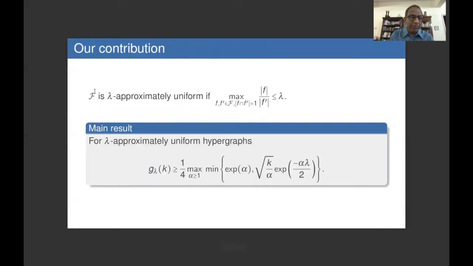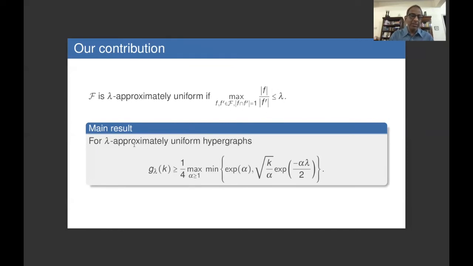We have a hypergraph F, and we will call it lambda approximately uniform if the ratio of the sizes of any two intersecting edges is at most lambda. So consider any two edges that intersect on one vertex; then the ratio of the sizes of those two edges must be bounded by lambda. Think of lambda as a large number, 10, 20, perhaps square root log K. We don't insist that the intersection sizes all be 0 or 1. Edges are free to intersect in more than one vertex. But whenever two edges intersect on one vertex, the ratio of their sizes must be bounded by lambda.